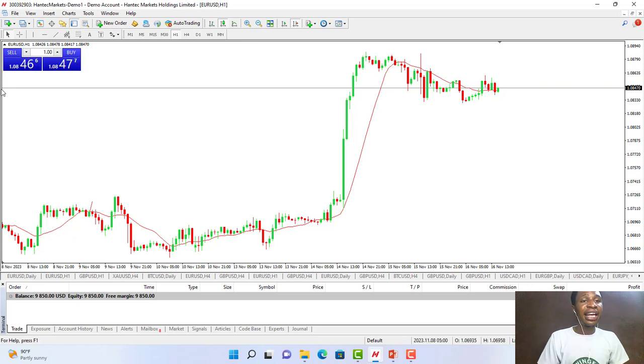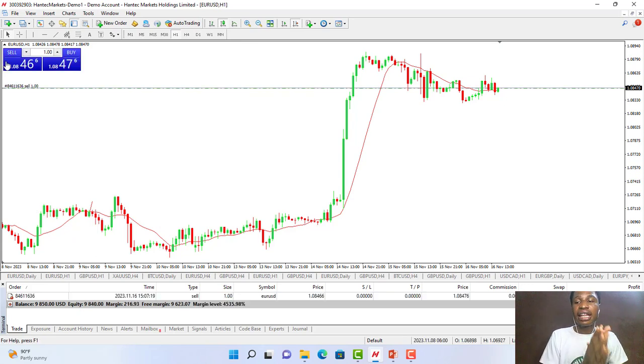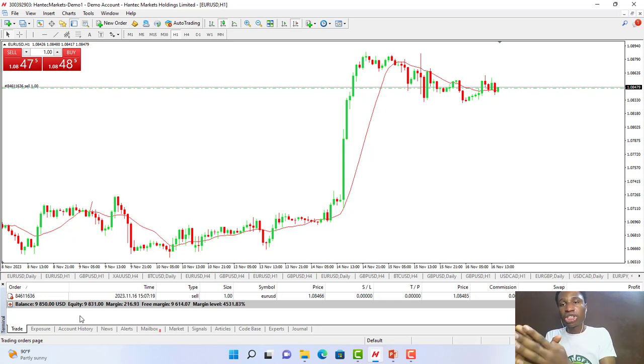But immediately you take a trade, let's say you click for a sell in the market, the balance becomes a different thing totally, and the equity becomes a different thing. Now, what is the equity? Equity is the total balance in your account putting the running trades in watch. So what is the total balance? Look at the total balance here, 9850. That's the total balance, which is the balance you funded in your live trading account.